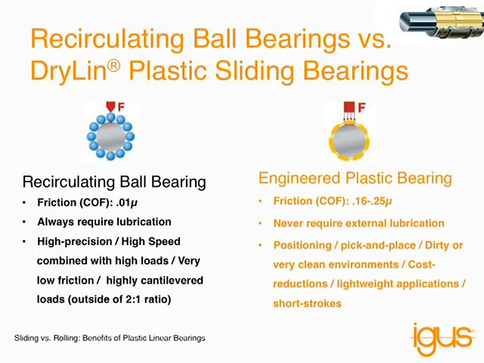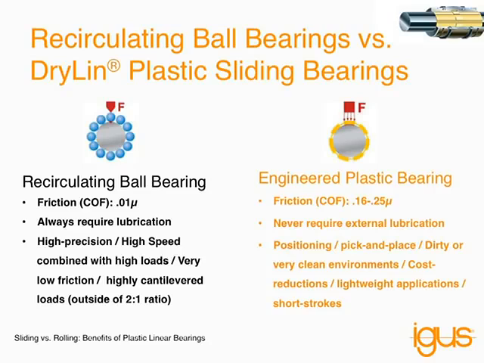Linear recirculating ball bearings always require wet lubricant. That might be grease or oil, and plastic bearings don't require that external lubricant since they are self-lubricating. Recirculating ball bearings are really ideal for high precision applications or applications that have high speeds in conjunction with high loads. They also offer advantages in highly cantilevered applications outside of what we call the 2-to-1 ratio, which we'll discuss later.